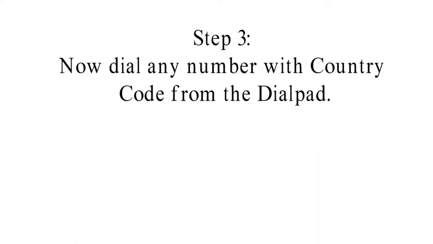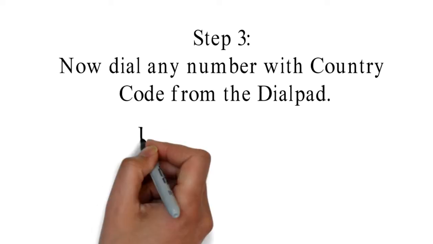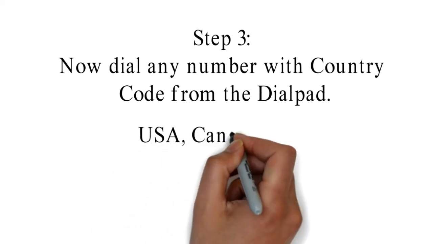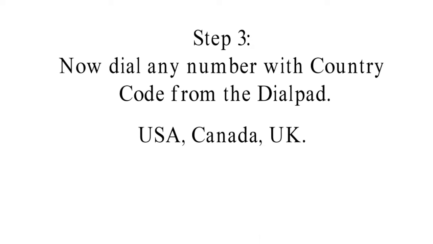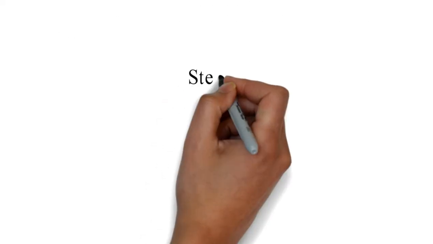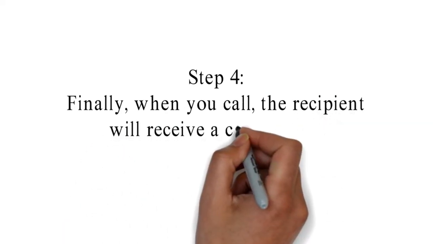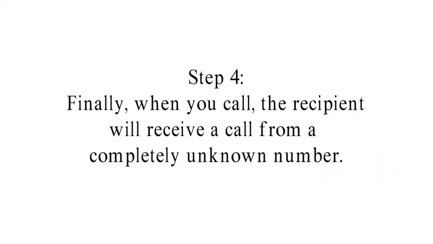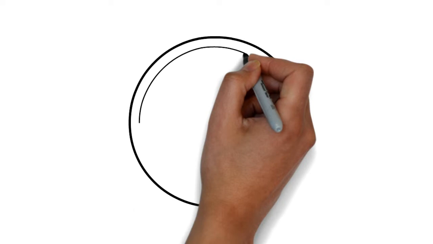Step 3. Now dial any number with the country code from the dial pad. You can also make calls to any other country, USA, Canada, UK, etc. Just enter the number with the country code. Step 4. Finally, when you call, the recipient will receive a call from a completely unknown number.